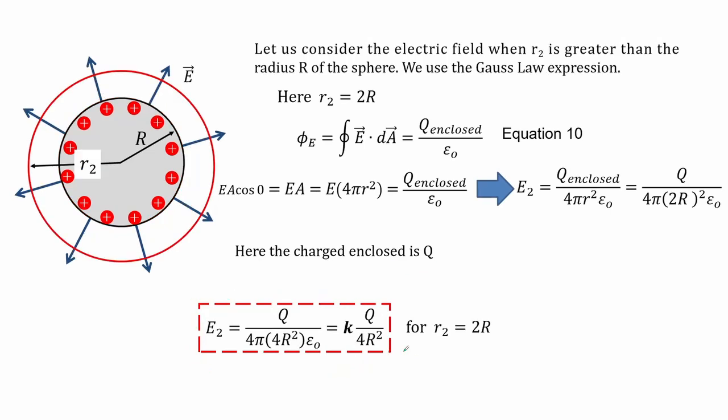Let us consider the electric field when r2 is greater than the radius r of the sphere. We use the Gauss law expression. Here r2 is equal to 2r. So we have the electric field by this Gaussian surface as shown here.